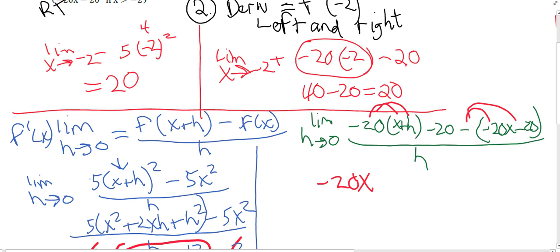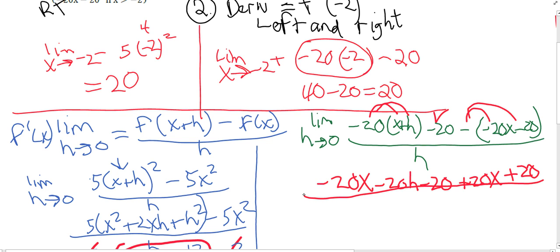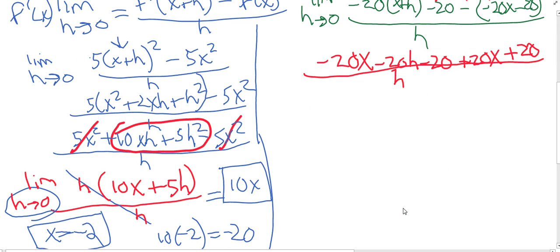Minus 20x minus 20h minus 20, that's that one. And then that leaves us with a positive 20x and plus 20, all over h. So, let's start canceling things out if we can. We have a negative 20x, cancels that positive 20x, and then we have negative 20 and a positive 20.